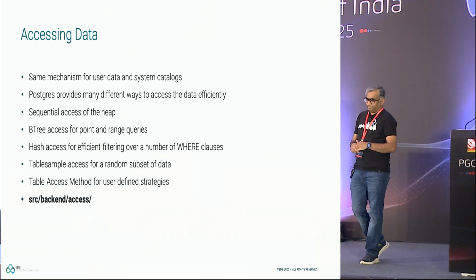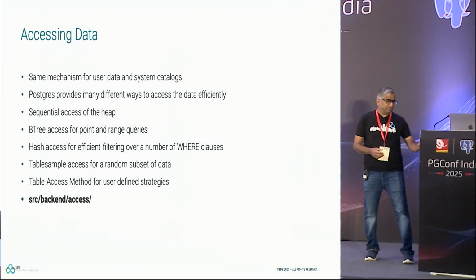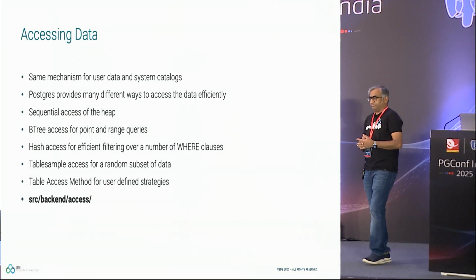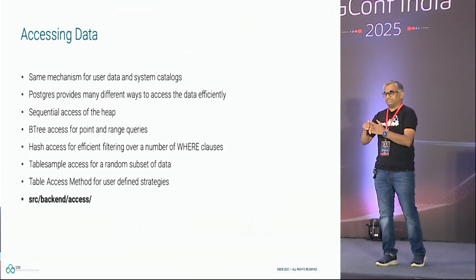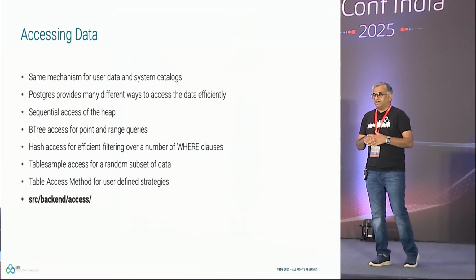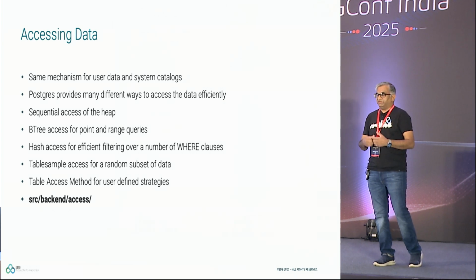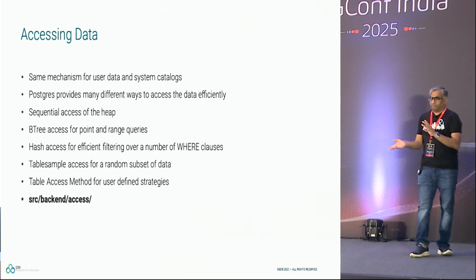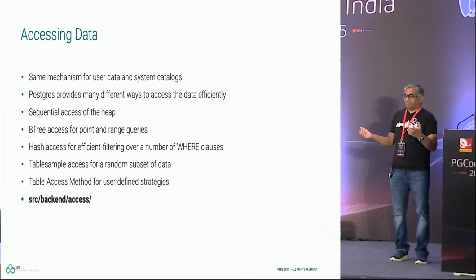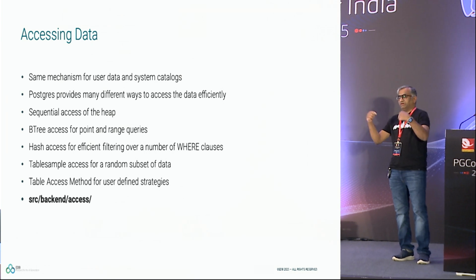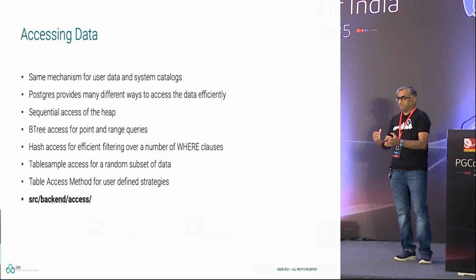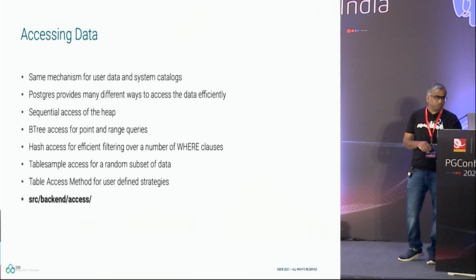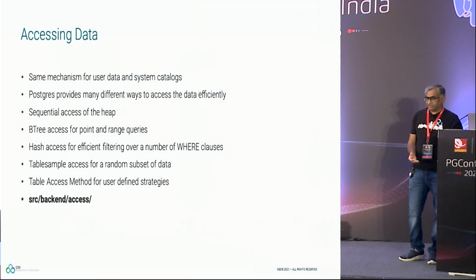You'll see ways to do a sequential scan under that subdirectory. If you want to use a B-tree index to access the data, it's there. If you are going to do some kind of hashing to satisfy multiple conditions and use multiple hash tables to do the filtering, it's there. So all of the code related to accessing data is under SRC backend access.